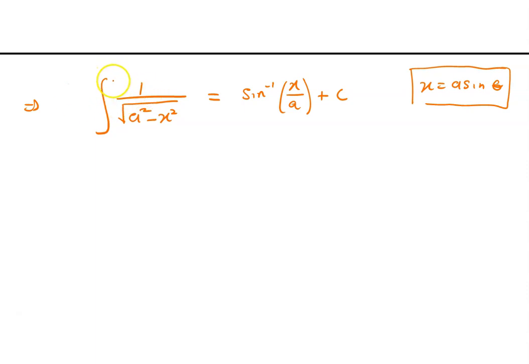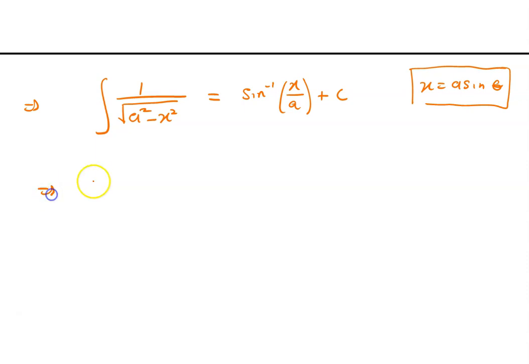Once I have an integration of 1 over the square root of a squared minus x squared, then the result is going to be sine inverse of x over a plus c, right?